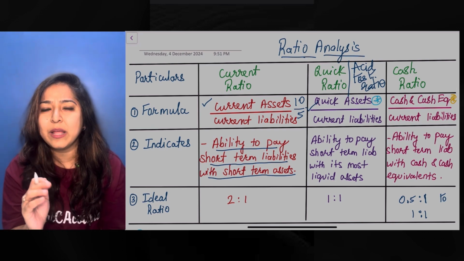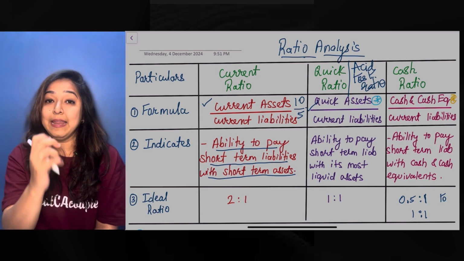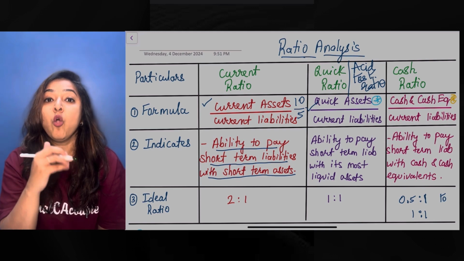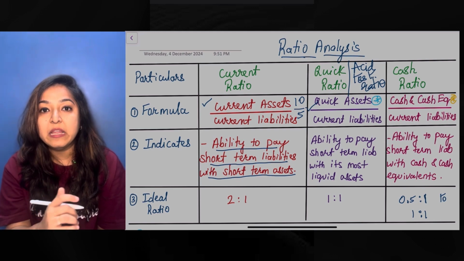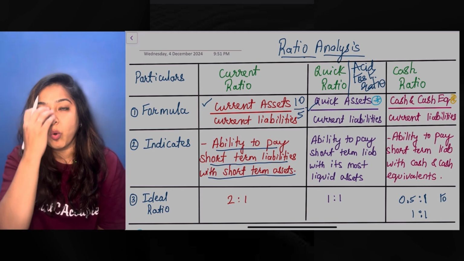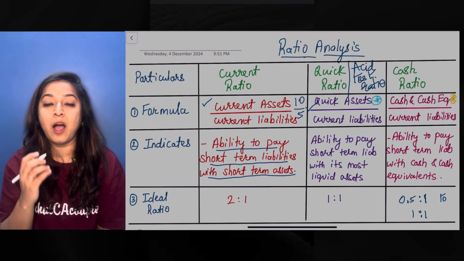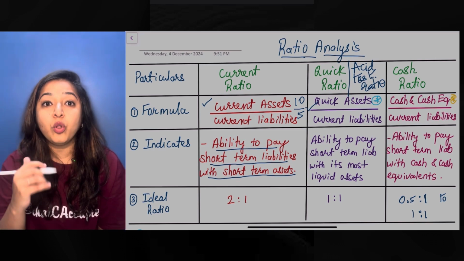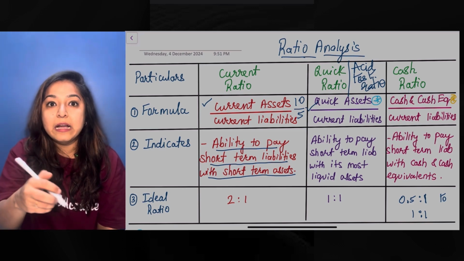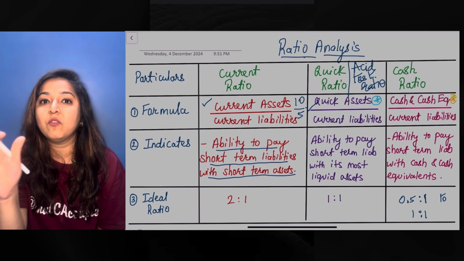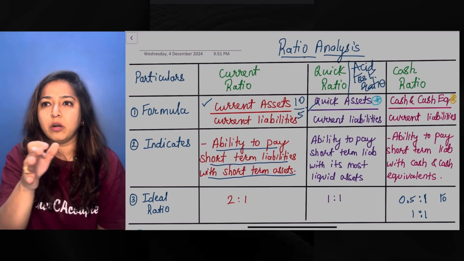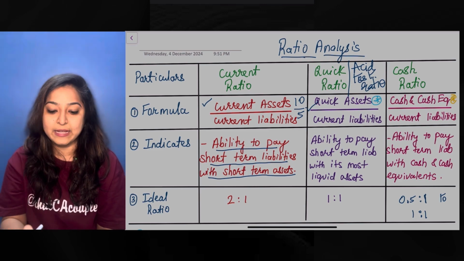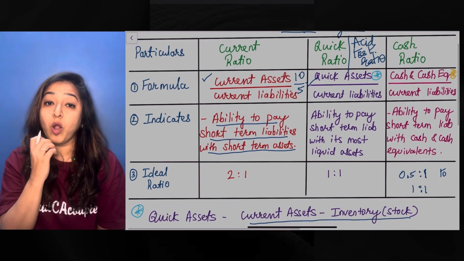Why am I excluding inventory? Because in many cases, in many companies, in many industries, inventory would take a longer period, that is longer than 12 months. Also, that's why it is not considered under quick ratio. So we are trying to only include those assets which are readily available right now, which can be converted into cash easily. So that's why they're called quick assets.